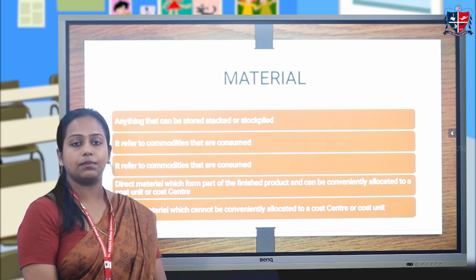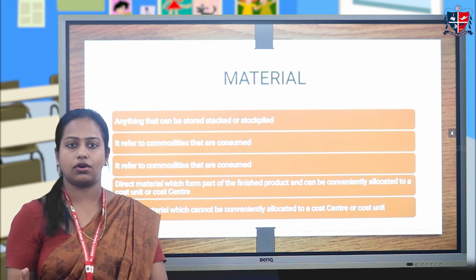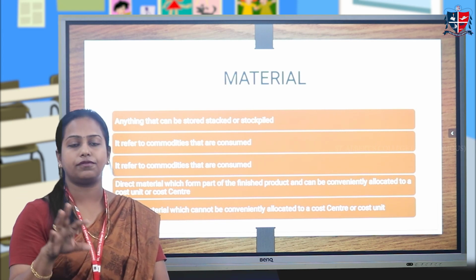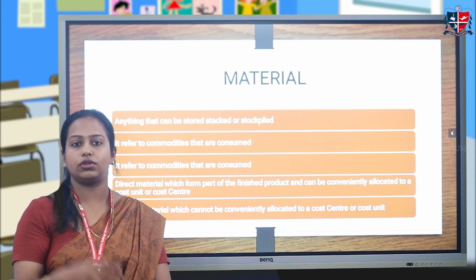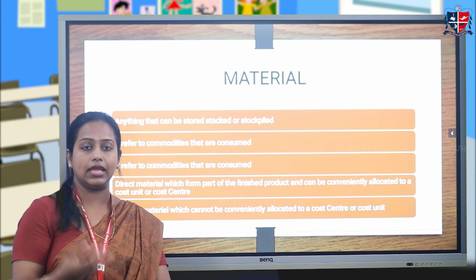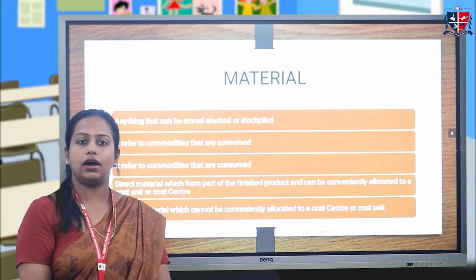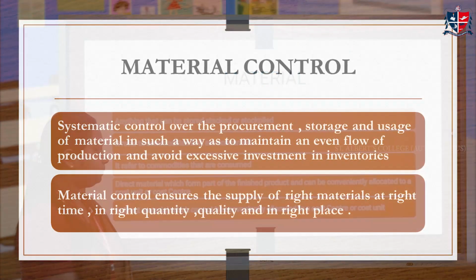Indirect material is something which cannot be directly allocated to a particular cost center or cost unit. They are a part of the process. For example, we can mention cotton waste, lubricating oil, or the nails that are used in furniture. So, these are the indirect materials.